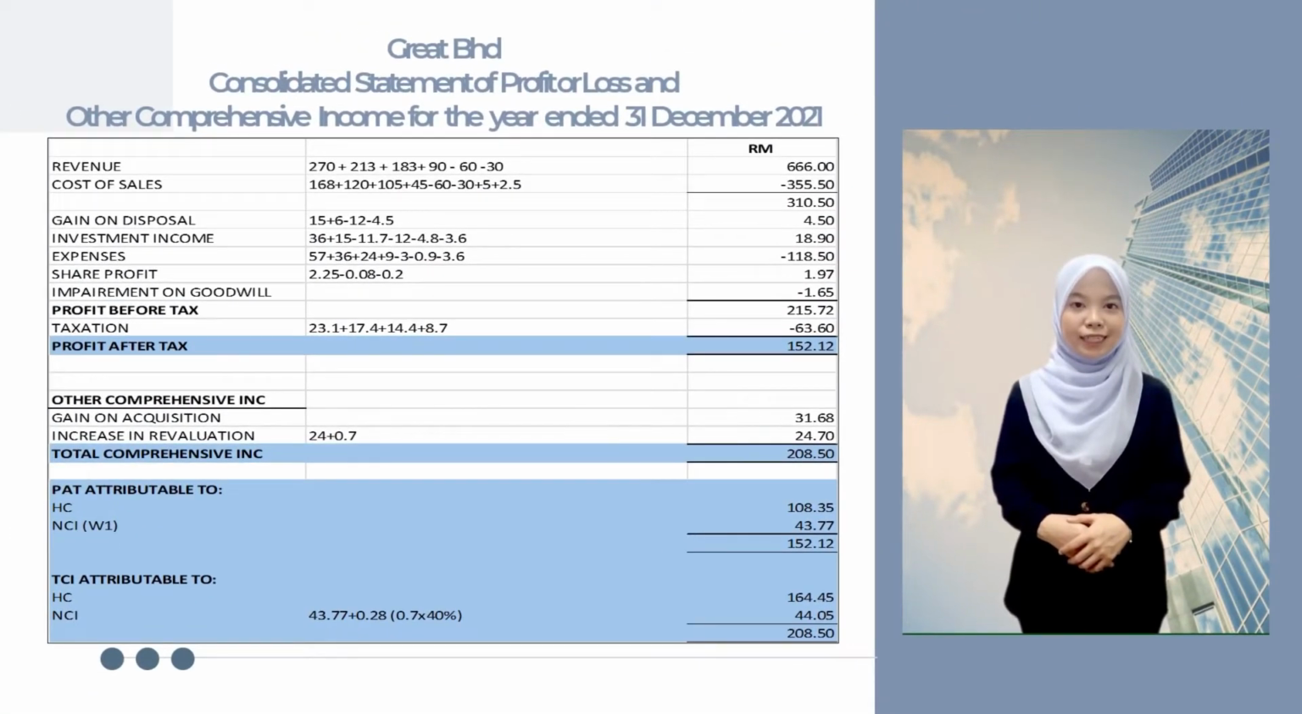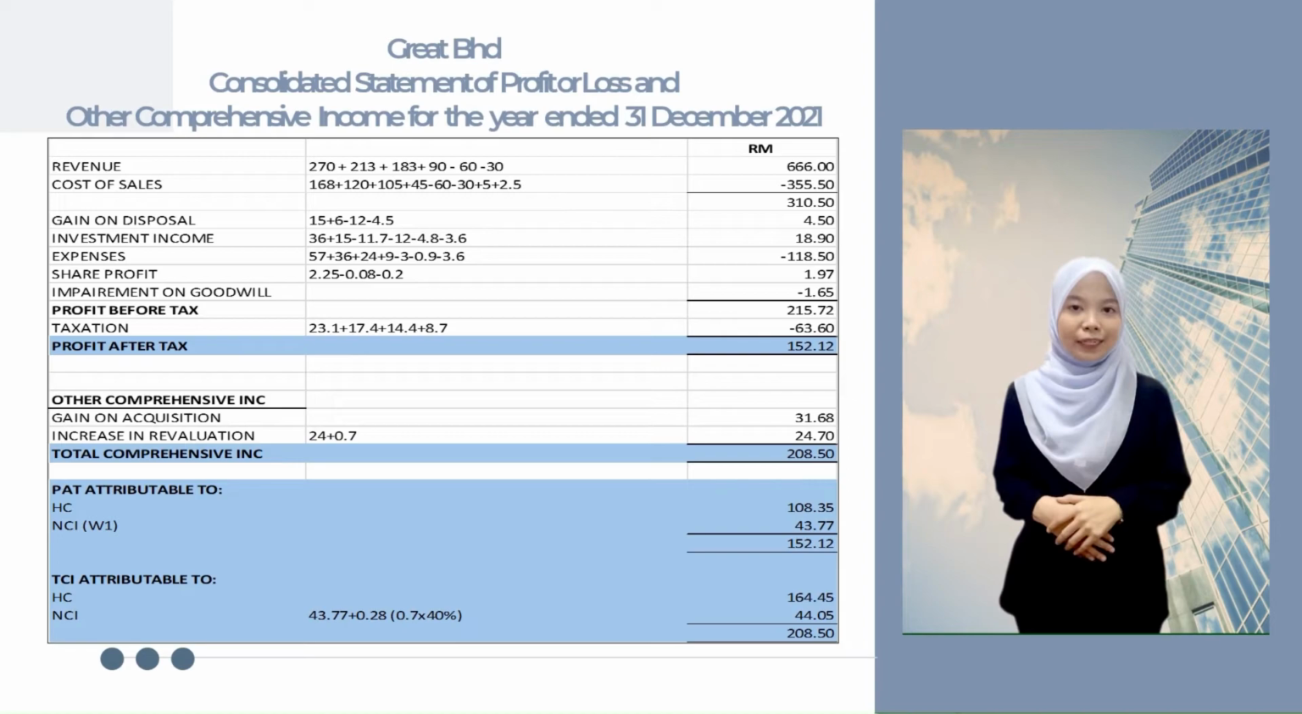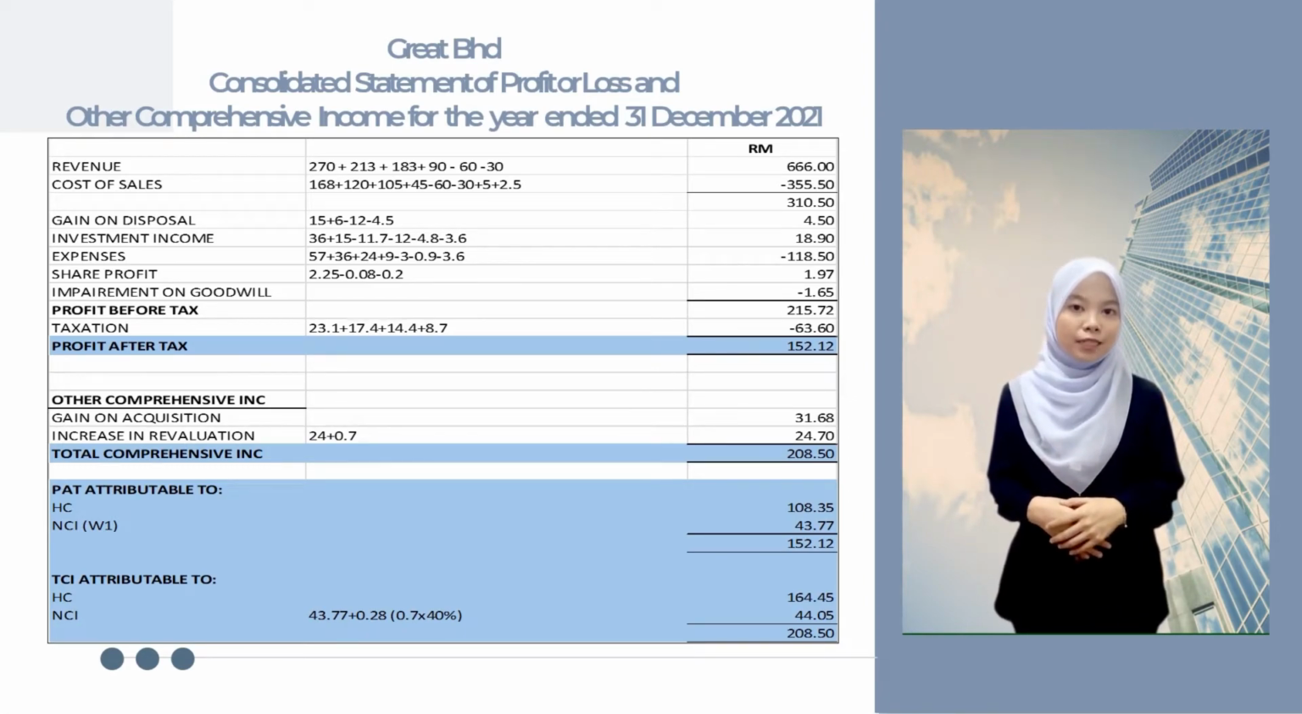From the consolidated statement of profit or loss and other comprehensive income of Great Berhad, it was stated that the profit after tax, PAT, at the end of the year is 152.12 million and the total comprehensive income, TCI, is 208.5 million. This PAT and TCI are then attributed to the holding company's share as well as to the non-controlling interest, NCI. The PAT attributable to the holding company will be the balancing figure after deducting the NCI portion of the subsidiary's PAT.